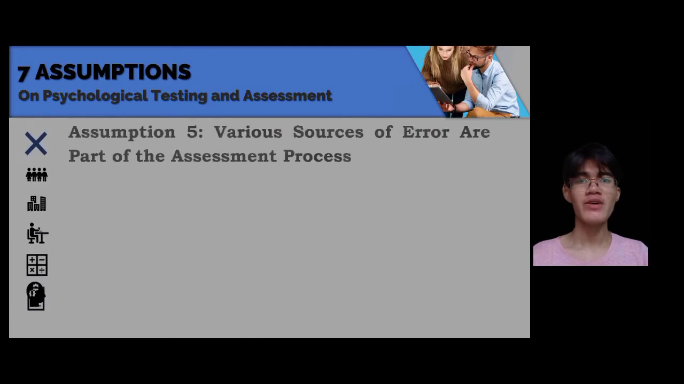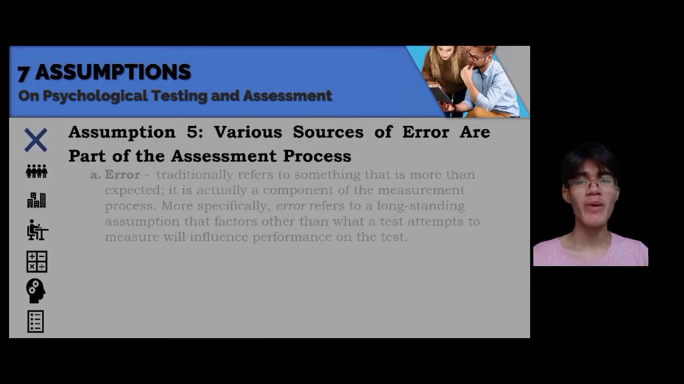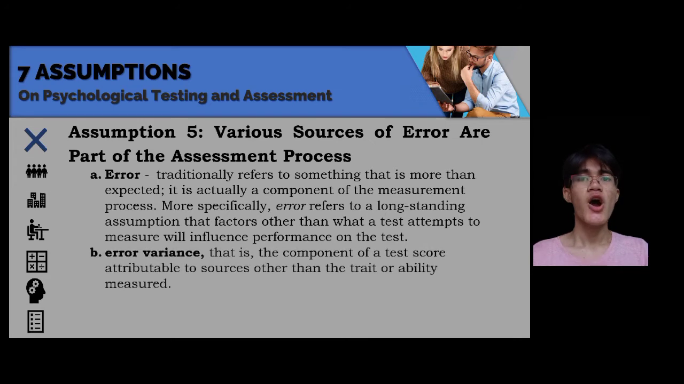Assumption number 5, various sources of error are part of the assessment process. Of course, as there are limitations, strengths, and weaknesses in the test, there should also be error. However, we must remember that these errors are not mistakes or miscalculations, but something that went beyond what is expected. Error, by definition as used in testing and assessment, refers to the long-standing assumption that factors other than what a test attempts to measure will affect the test taker's performance, and this is called error variance.